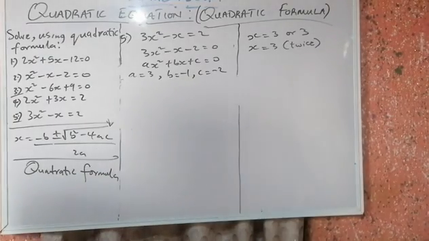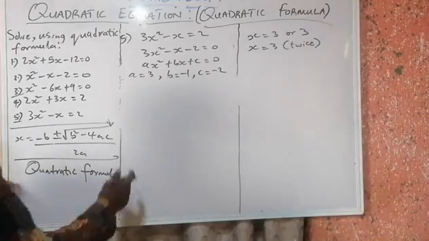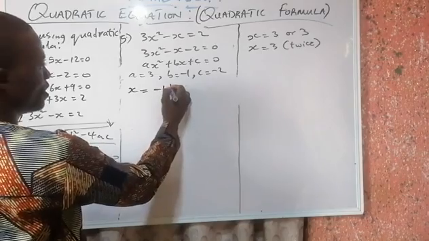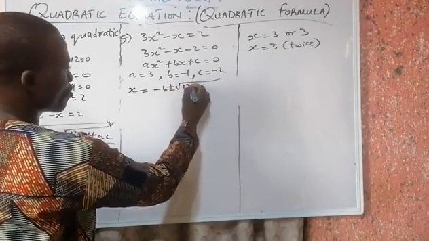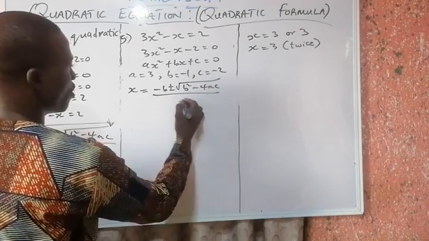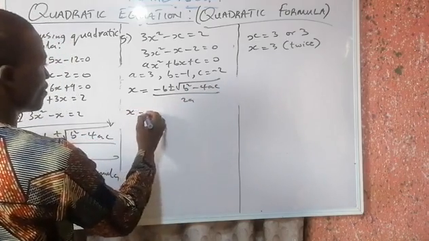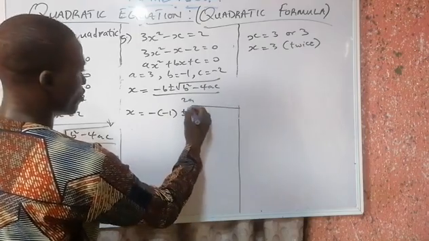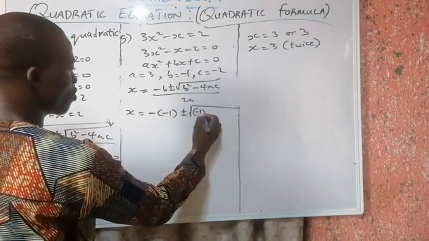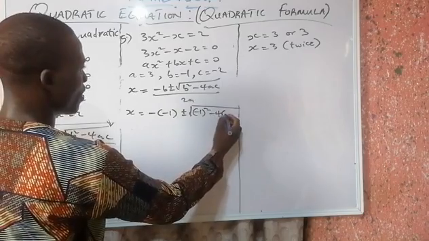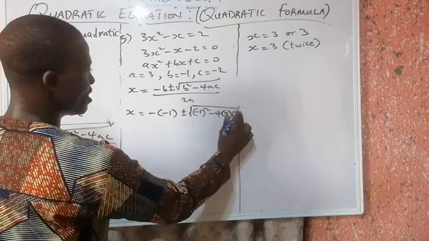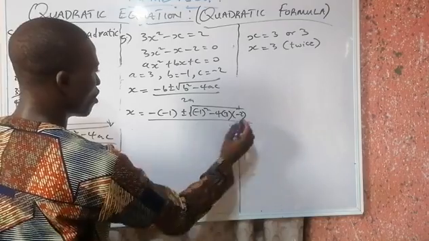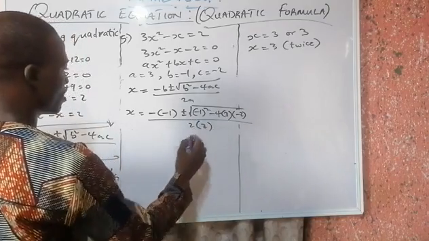And then solving this, we will have x equals, since x is still the unknown there, minus b plus or minus the square root of b squared minus 4ac, all over 2a. So I have x equals to minus bracket minus 1, which is my b, plus or minus the square root of my b, which is minus 1 squared, minus 4, my a is 3, and my c is minus 2, all over 2 bracket 3.